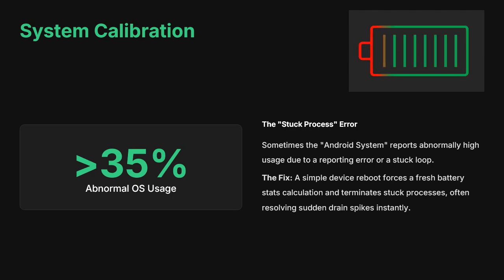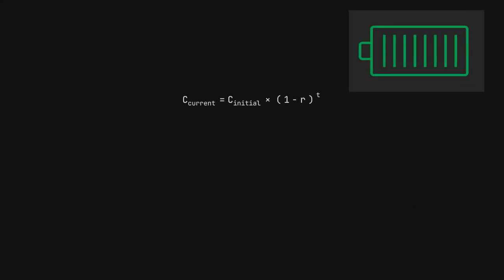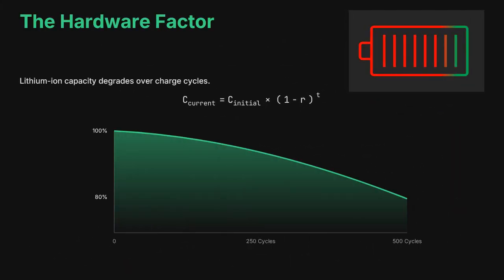As we move into the hardware discussion, it is important to remember this reality: no software fix can overcome material degradation. Physics eventually wins. All software optimizations can only delay the inevitable decline of the battery hardware itself.